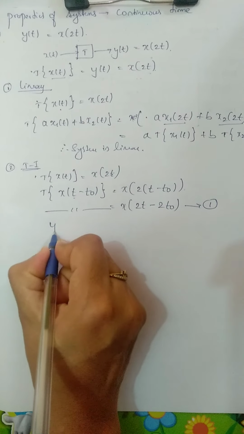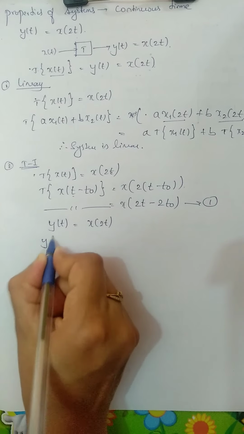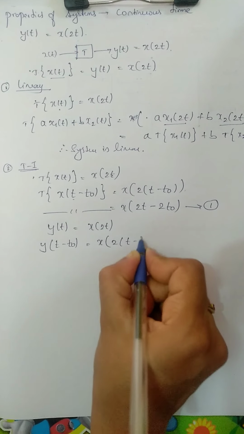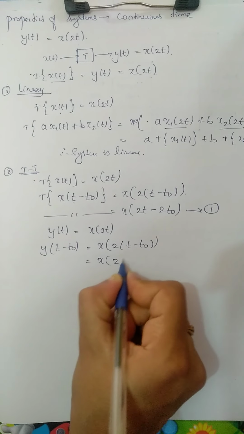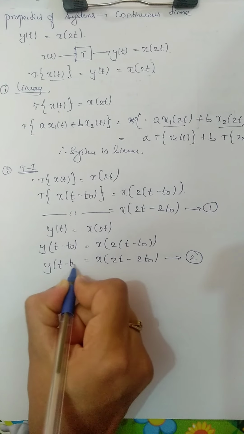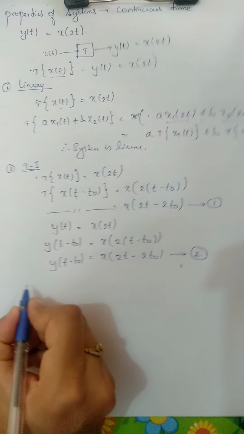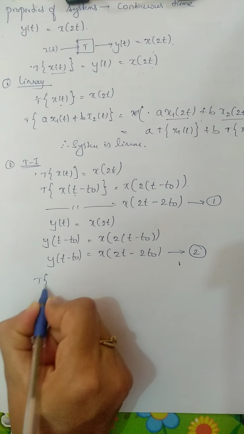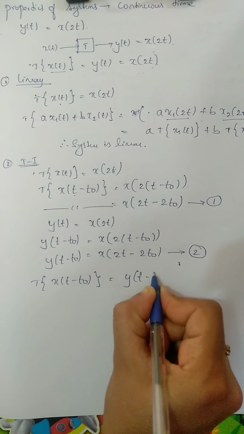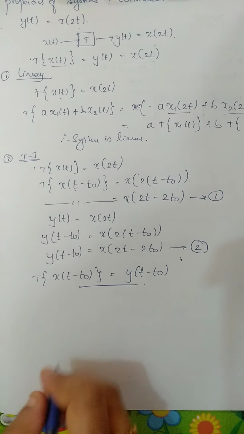And again we'll consider y of t is equal to x of 2t. Here also, in the place of t, I am replacing it by t minus t naught. So this will be y of t minus t naught, and if we simplify, x of 2t minus 2t naught. This is equation number 2. We can equate 1 and 2, both right hand sides are similar. So the left hand side, that is T of x of t minus t naught, is equal to y of t minus t naught. If this condition is satisfied, we can say that the system is time invariant.